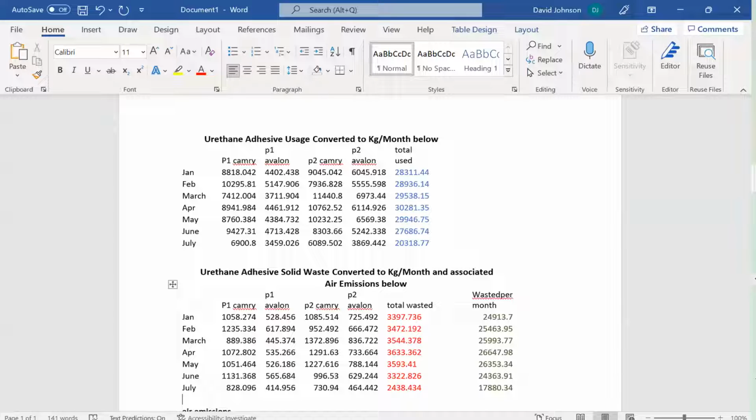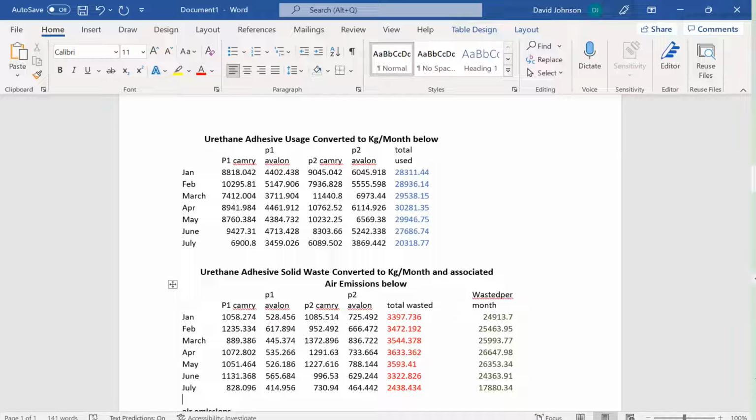All right, so data was in fact collected. So let's take a look at the data. It was collected from January to July, okay? And it was collected with regard to the Plant 1 Camry, Plant 1 Avalon, Plant 2 Camry, and Plant 2 Avalon. Right, and what was the information that was gathered? It was the urethane adhesive usage, all right? In this case, it's been converted to kilograms.